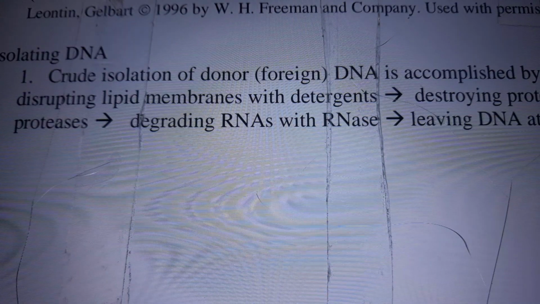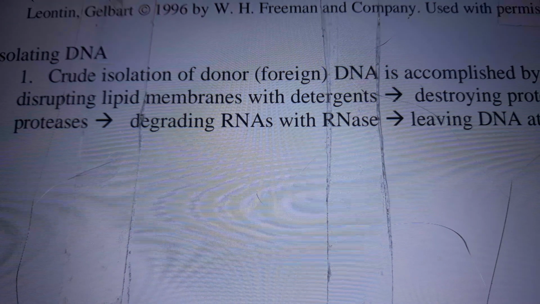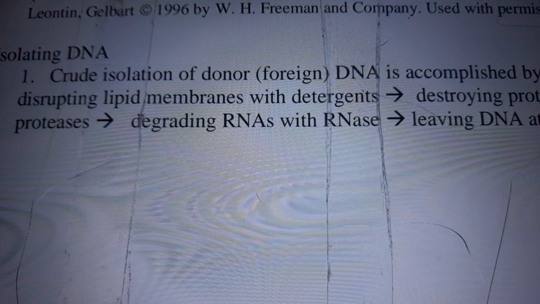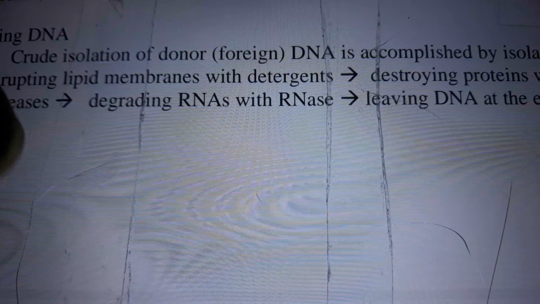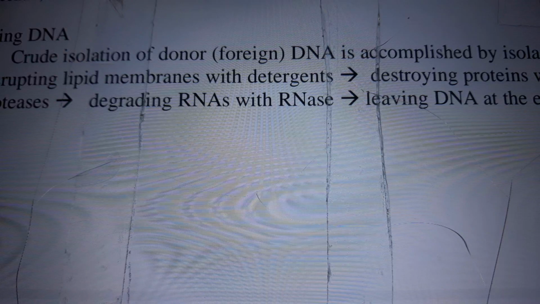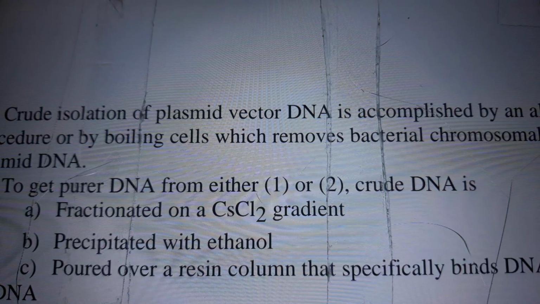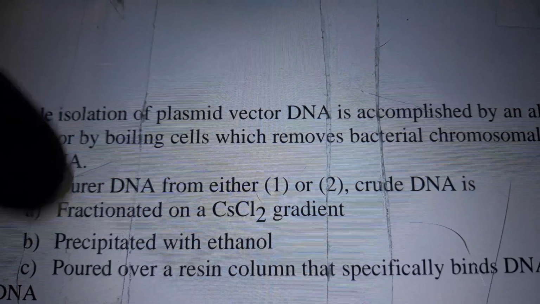Now, A, isolating DNA. Crude isolation of donor foreign DNA is accomplished by isolating cells, disrupting lipid membranes with detergents, destroying proteins with phenol or proteases, degrading RNAs with RNase, and leaving DNA at the end. The next will be crude isolation of plasmid vector DNA, which is accomplished by an alkaline lysis procedure of boiling cells, which removes bacterial chromosomal DNA from plasmid DNA.